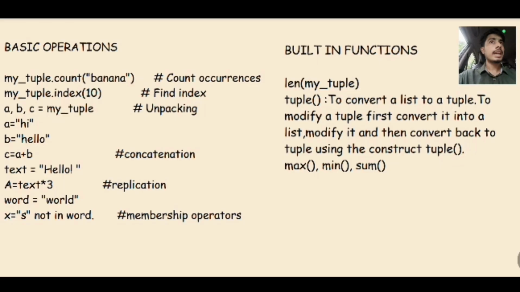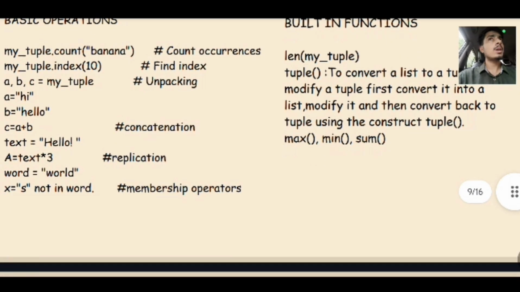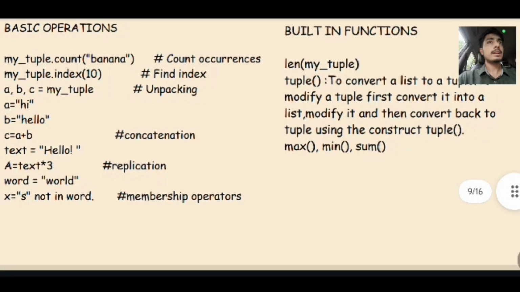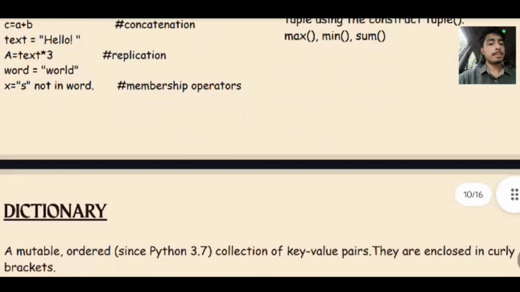tuple construct. That means we cannot actually modify a tuple, but for modifying a tuple, we first convert the tuple into a list using the list construct and then modify it and then reconvert it back into a tuple using the tuple construct. Then also max, min, sum functions, aggregate functions, can be used to find the maximum, minimum and sum of the elements of a particular tuple.